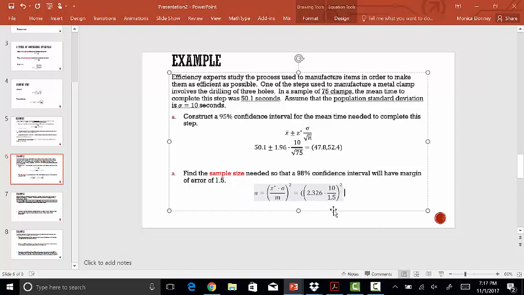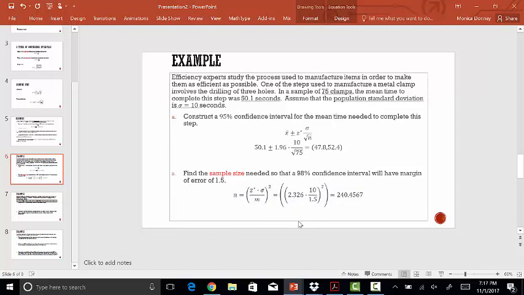And I want to square that. Alright, and so if I type all of that into my calculator, I should get something like 240.4567. Alright, hopefully you guys got that same number. Now the key to this is to remember to always round up.